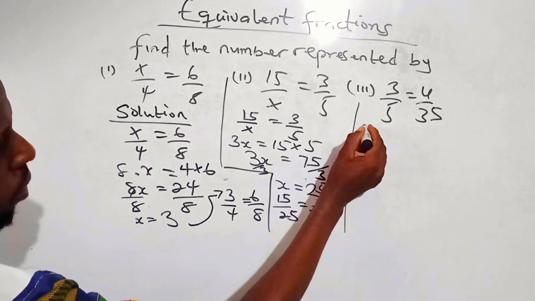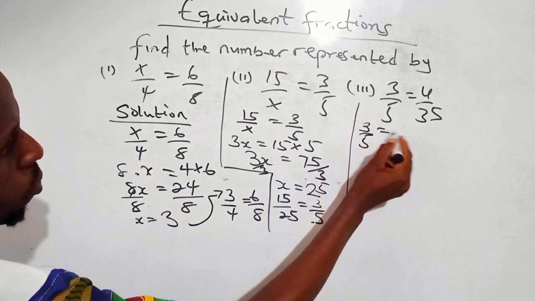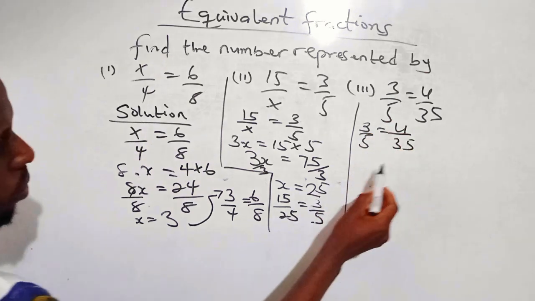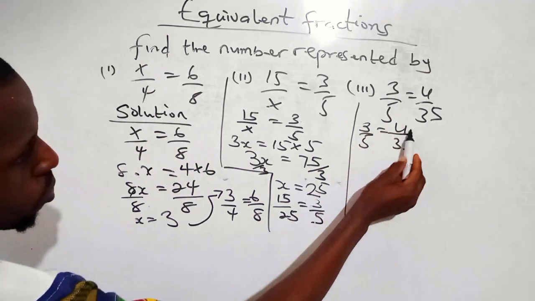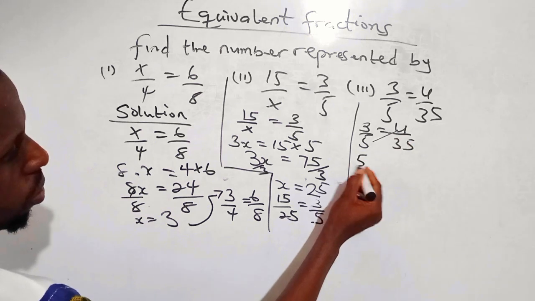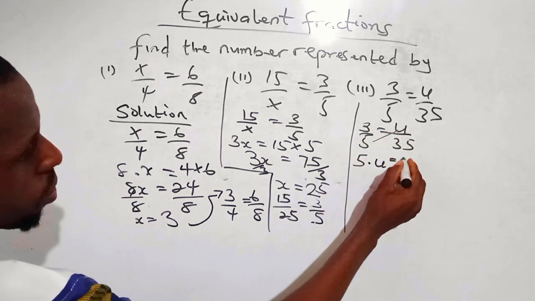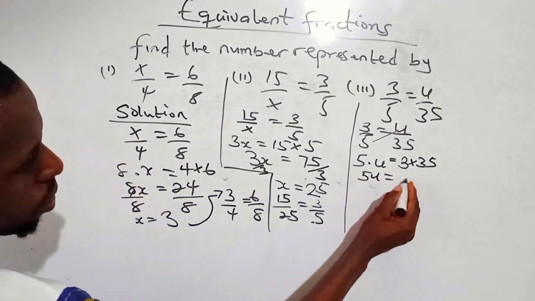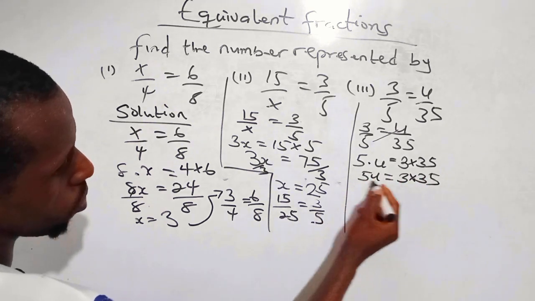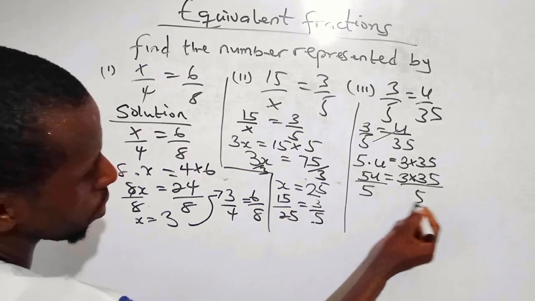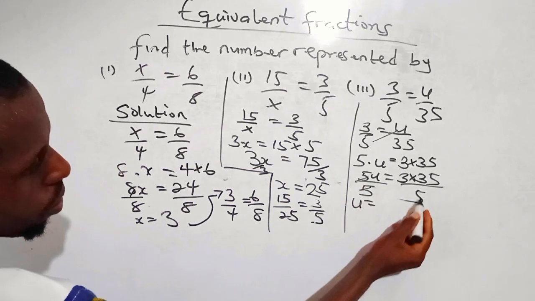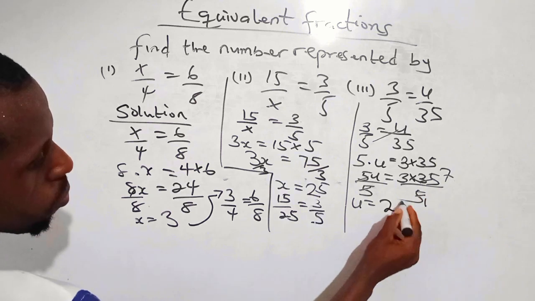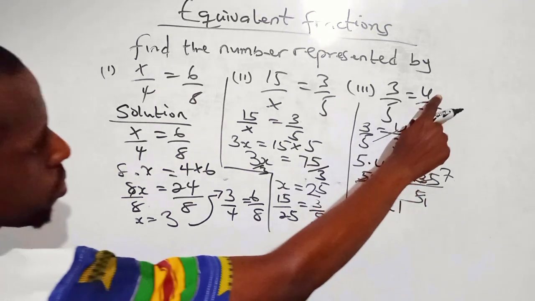For the third one, you have 3 over 5 equals u over 35. The easiest way is to cross multiply: 5 times u equals 3 times 35. So 5u equals 3 times 35. You divide both sides by 5. So u is 5 in 5 is 1, 5 in 35 is 7. 3 times 7 is 21. So the value of u is 21.